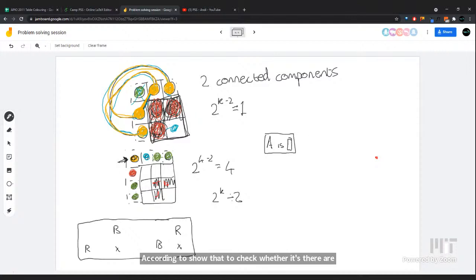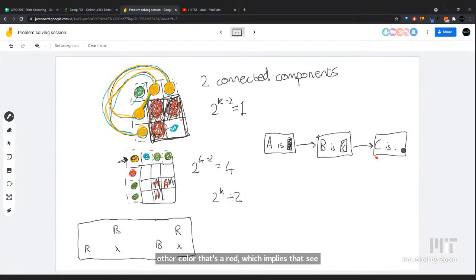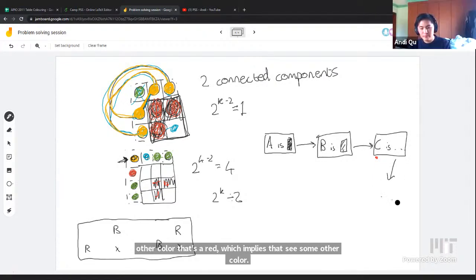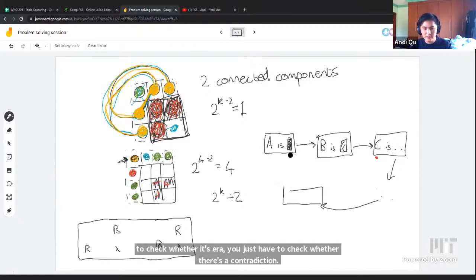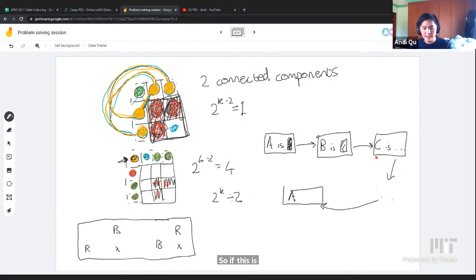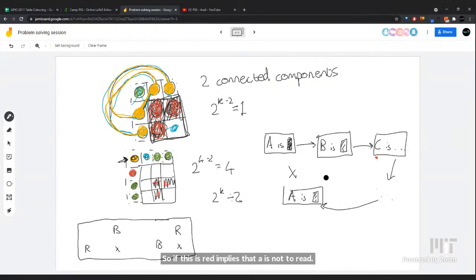So to check whether it's 0, basically you have another graph where A is some color, let's say blue. So this implies that B is some other color, let's say red, which implies that C is some other color, and so on. So you basically have a graph like this. And to check whether it's 0, you just have to check whether there's a contradiction. So if A is red implies that A is not red, then you know that this is a contradiction and the answer is 0. Answer would be 0, right?